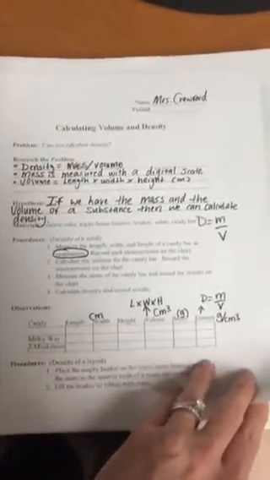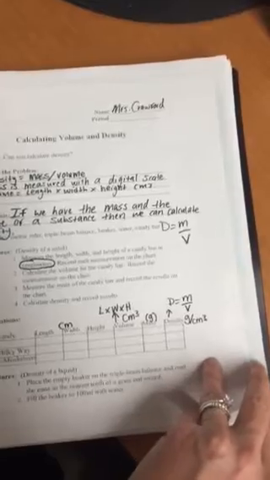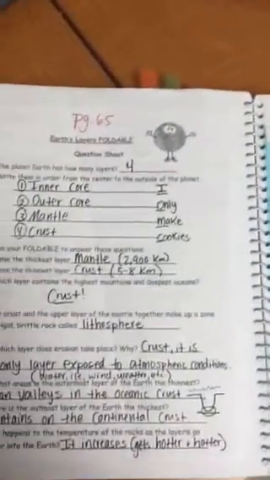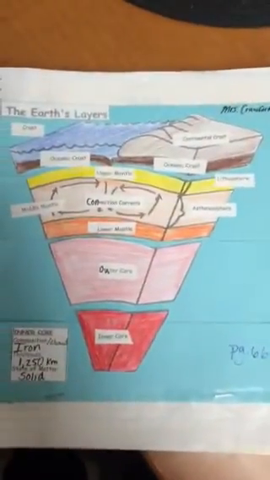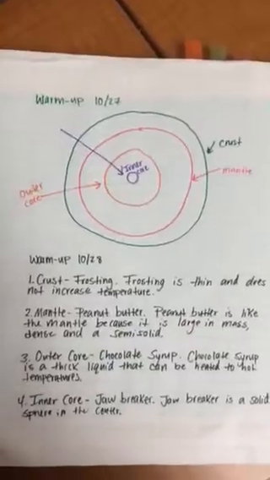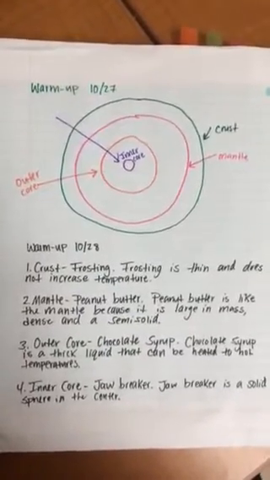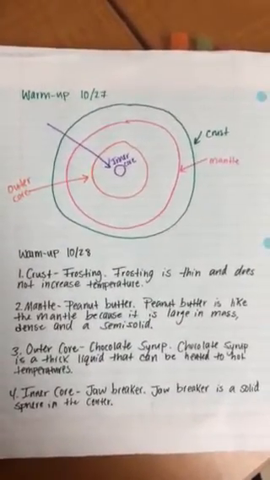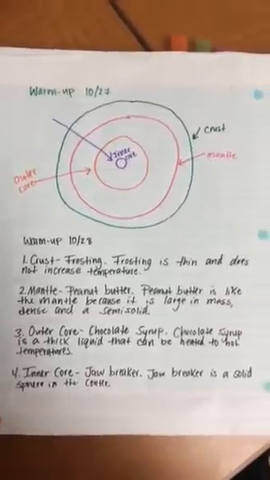This is where we did the candy bar lab and got the density of a Milky Way and a Three Musketeer. On page 65 should be your Earth layer foldable, and under that should be the information that we got about our foldable that's on page 66. On 67 was a warm-up from 10/27 and also a warm-up from 10/28, where we thought of food that also could be like the layers of Earth.